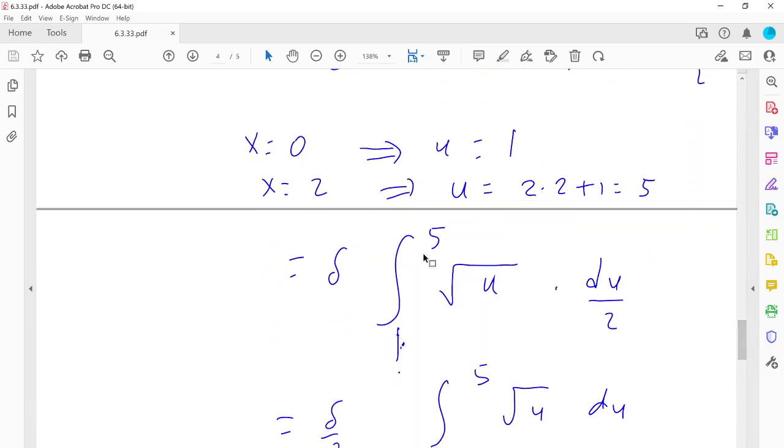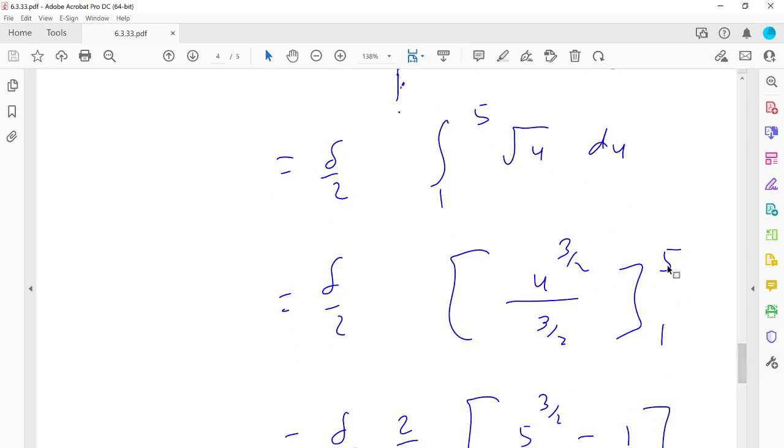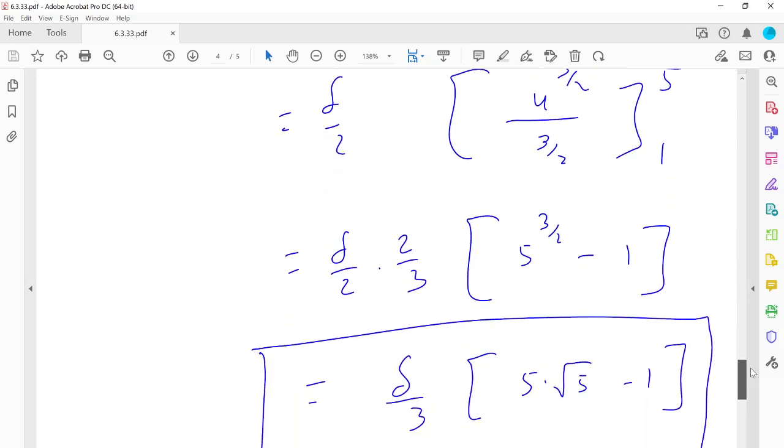So now this is what we need to find the integration for, and the integration of square root of u is u to the power 3 over 2 over 3 over 2 by using the simple power rule, and by using the fundamental theorem we have to put u equals 5 minus u equals 1. You can bring this 3 over 2 as a 2 over 3, and this 2 and this 2 will be cancelled out, and finally delta over 3 times 5 times the square root of 5. 5 to the power 3 over 2 can be written as 5 times the square root of 5, minus 1. So this is the moment about the x-axis.